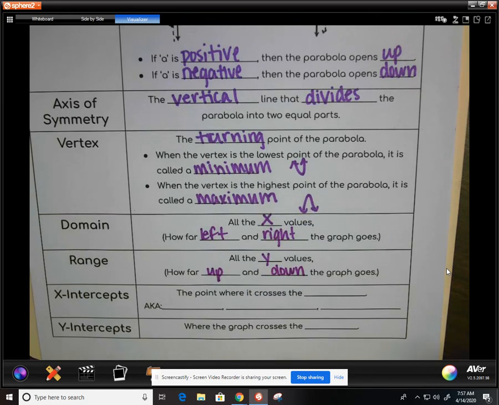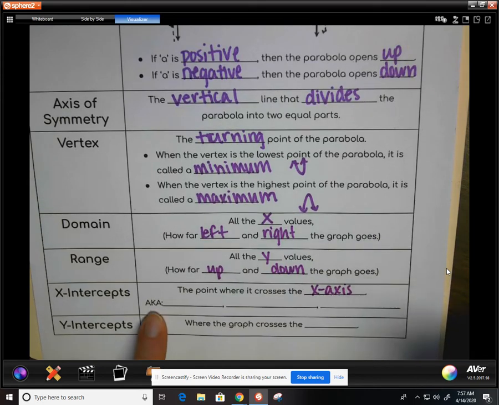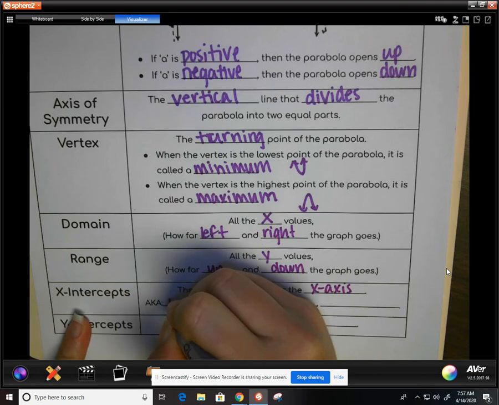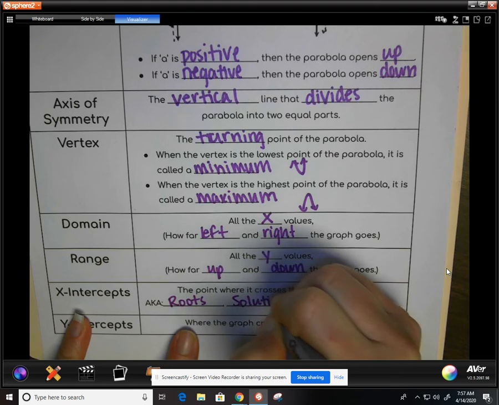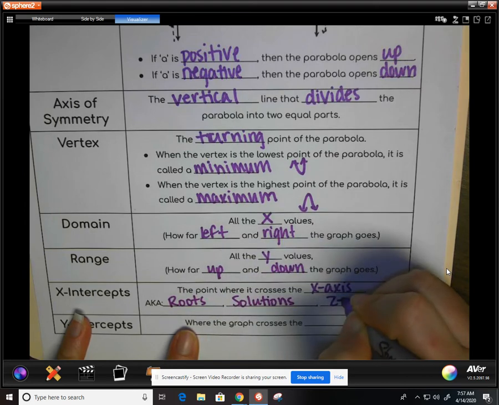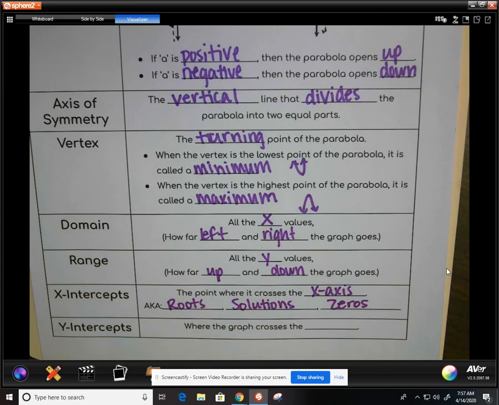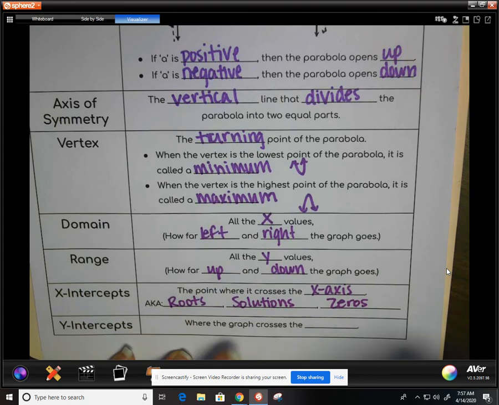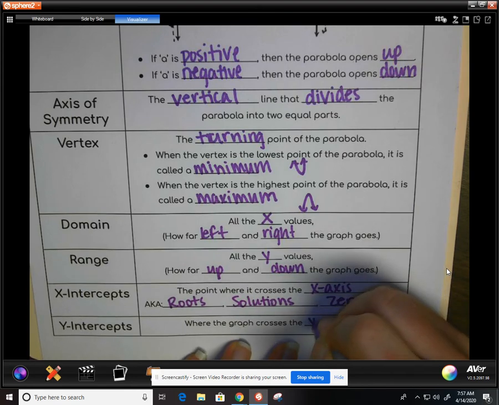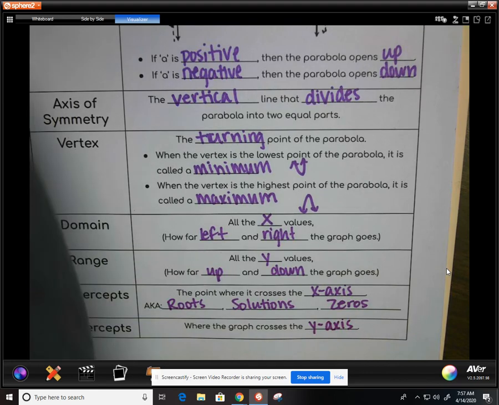X-intercepts, this is just the point where it crosses the x-axis, and they're also known as roots, solutions, and zeros. So if you see any of those three words instead of x-intercept, it just means the same thing. And then the last vocabulary word we're going to go over for today, which is just review, the y-intercept is where the graph crosses the y-axis. Okay, so that's just a quick review for your vocabulary.